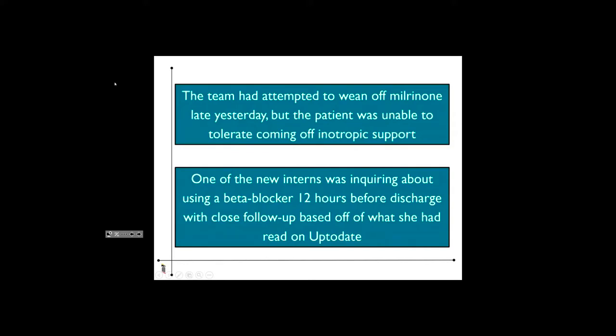So the team attempted to wean off his milrinone late yesterday, but the patient was unable to tolerate coming off of his inotropic support. And one of the new residents was inquiring about using a beta blocker 12 hours before discharge with close follow-up based off of what she had read on UpToDate. She comes to you with this question.